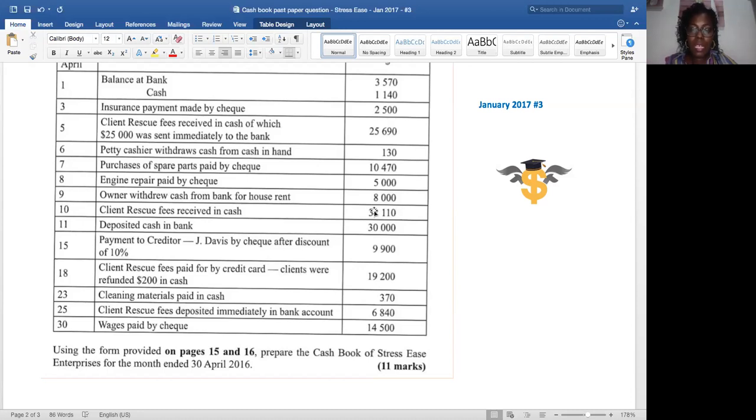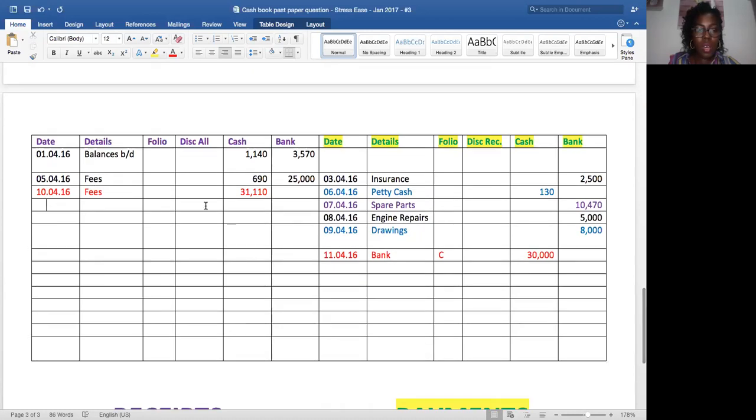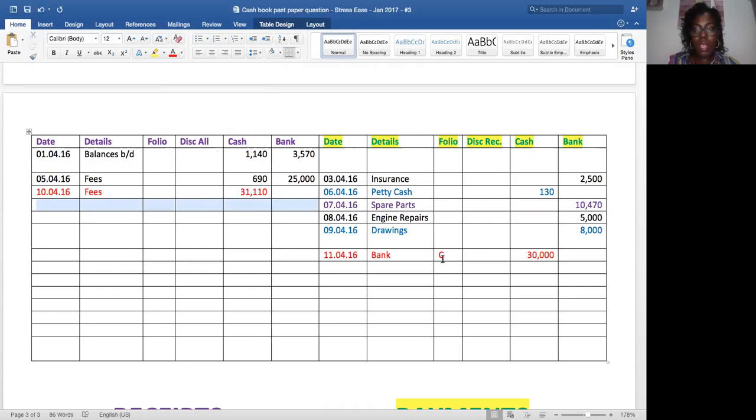So we're going to take that 30,000 from our cash account. We're going to take that 30,000 from the money that we have on hand. All right. And we're going to deposit that into our bank account. That type of entry is called a contra entry. Whenever you take money from your cash account and you put it across in your bank account, that is called a contra entry. You put that in green.